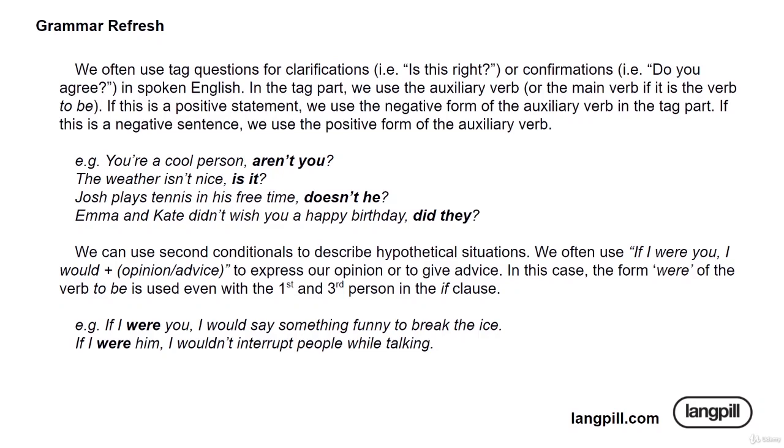In this grammar refresh, we'll start by taking a look at something called tag questions. A tag question is something you add at the end of your sentence to ask for clarification or to ask for someone to confirm something you just said. And the tag part is going to use an auxiliary verb. That means to be, to have, or to do, okay?